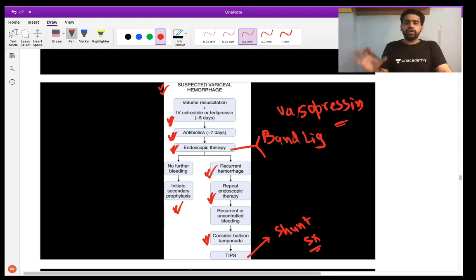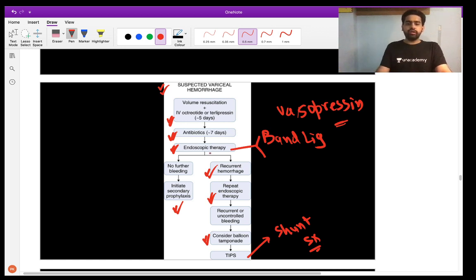Okay, so I'll repeat: go for fluid resuscitation, go for antibiotic therapy, go for endoscopic therapy. Band ligation is the preferred one. If you're able to control the hemorrhage, good enough. Not able to control, and if there is a recurrent hemorrhage, you go for endoscopic therapy again. 2 attempts, failure, you go for balloon tamponade. If again failure, you go for TIPS. If TIPS is also not able to help you, you go for a shunt surgery, right? So this is about the management of variceal hemorrhages.